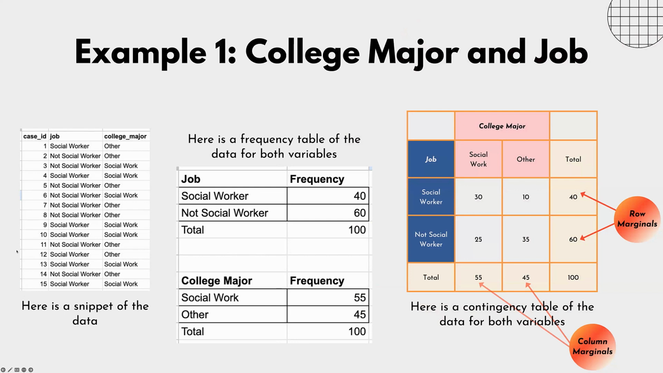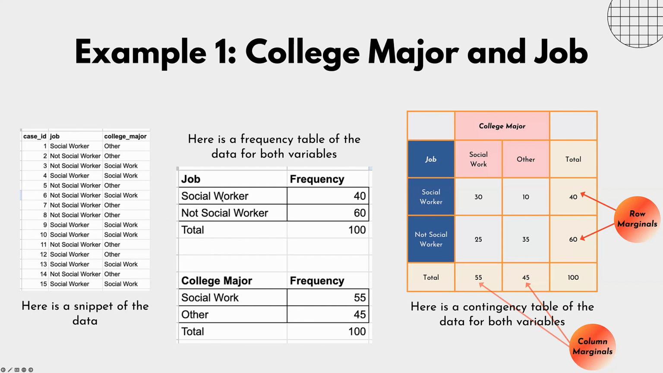Here's a snippet of the data set on the left. We have a bunch of different cases, and for the job, we're simply specifying is somebody a social worker or are they not a social worker? And then we want to ask, was their college major in social work or was it not in social work? So we have a yes, no on social worker and a yes, no on whether their college major was social work. And we can take this information and create a cross tabulation.